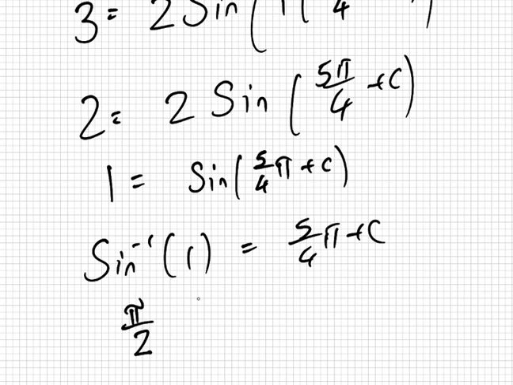That's all. So what's sine inverse of 1? It's 90 degrees, but in radians it's pi over 2 equals 5 over 4 pi plus c. So c equals, what's that please? Pi over 2 minus 5 pi over 4. So it's minus 3 pi over 4. It's a half. 2 quarters minus 5 quarters is minus 3 quarters. Okay. Yes.